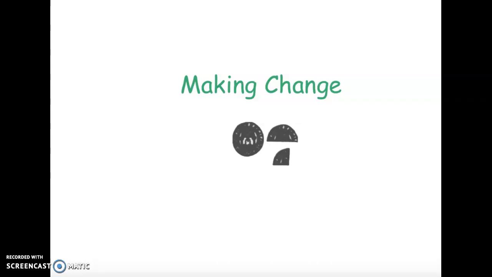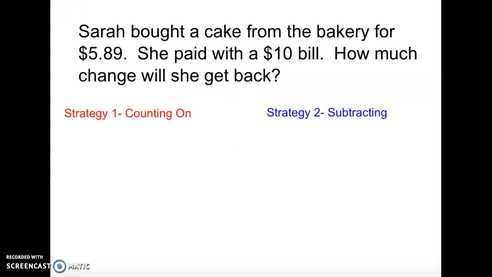Today we are going to practice two different strategies of making change. For our first problem, we'll walk through both of the ways together, and then for the next problems, you will pick a strategy and solve the problem.